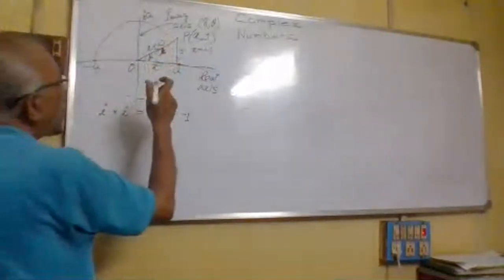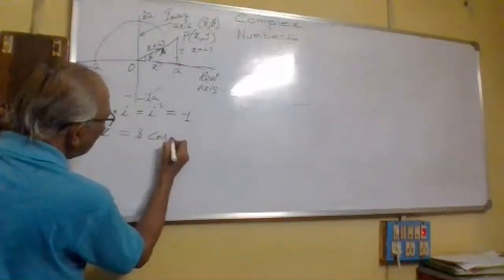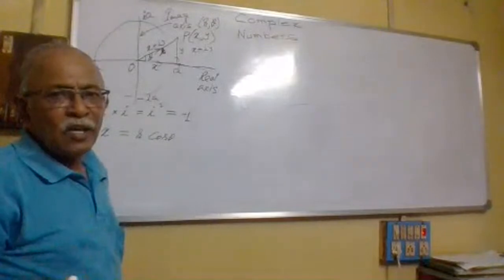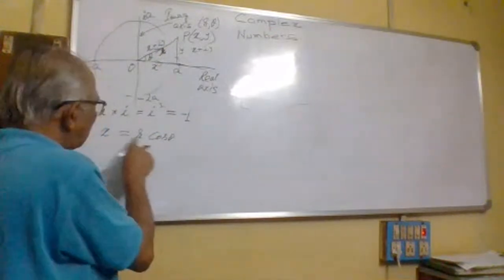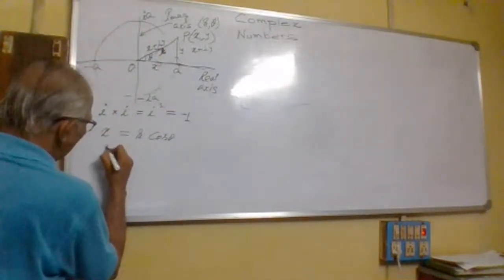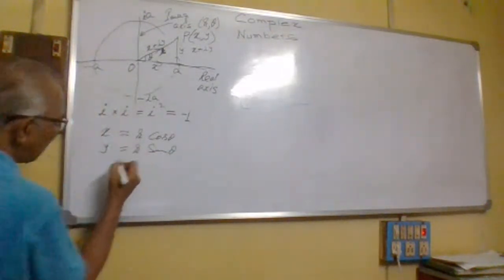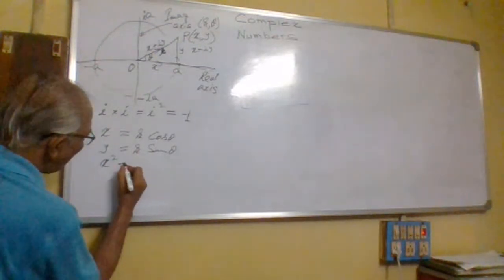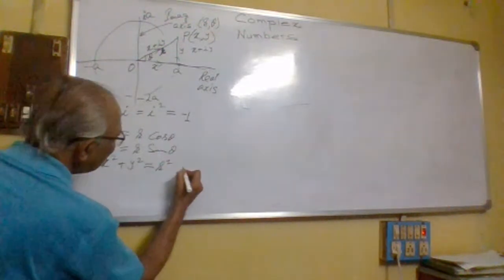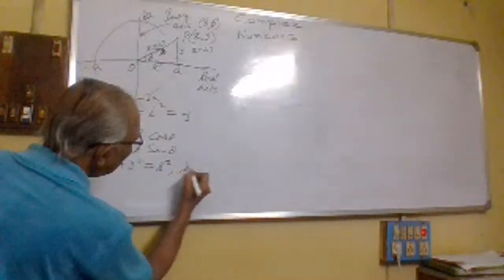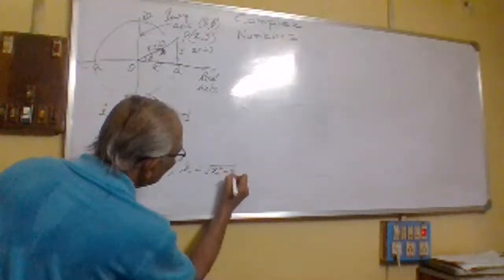From there, what we can write: x equals r cos theta. That means you know cos theta equals base by hypotenuse, that is cos theta equals x by r. So x equals r cos theta. Similarly, y equals r sin theta. From here we are getting x square plus y square equals r square. From here we can say r equals root of x square plus y square.